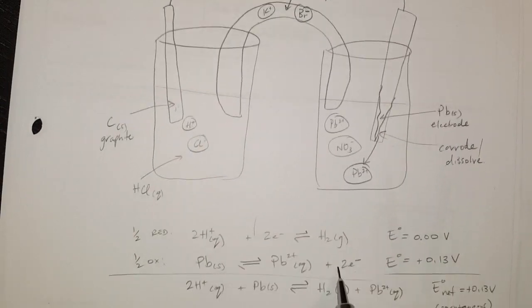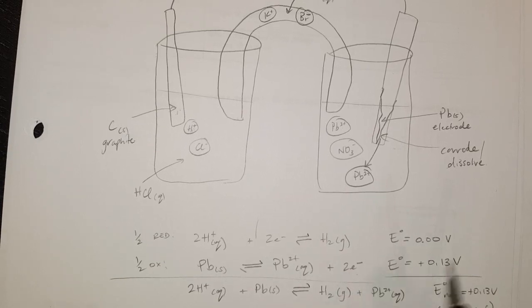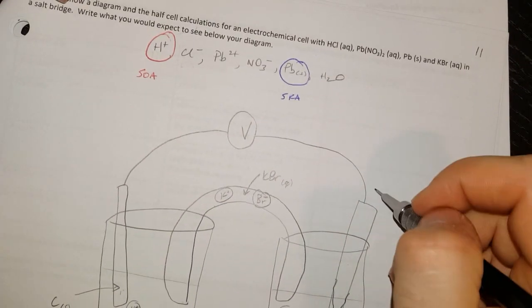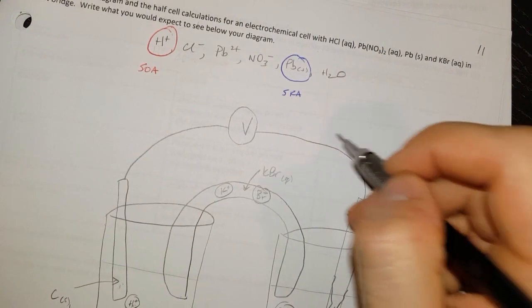Now, it gave up those 2 electrons as we see here. Where are those electrons going? Well, those electrons are going here. They're going across the wire.